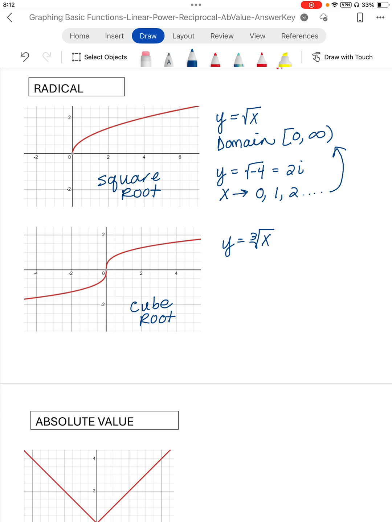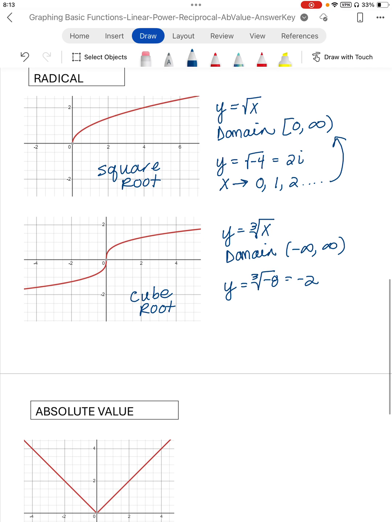Now our domain on a cube root function is negative infinity to positive infinity because you can take the cube root of negative numbers. If I have the cube root of negative 8, that is negative 2. So we don't get that same result, that imaginary number, like we did with our square roots when we use a negative underneath the cube root. So that's why for our domain, we can have negatives, we can have 0, we can have positives. You have a different look to that graph.